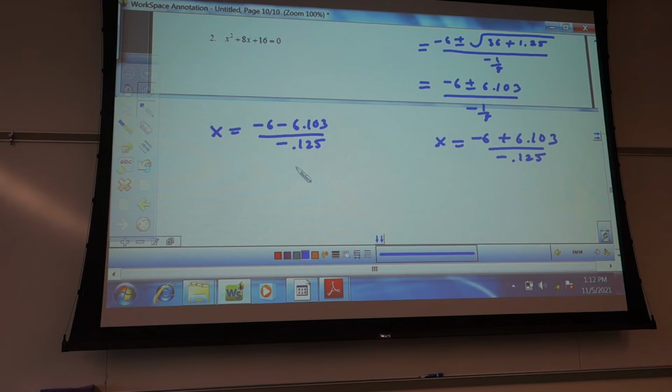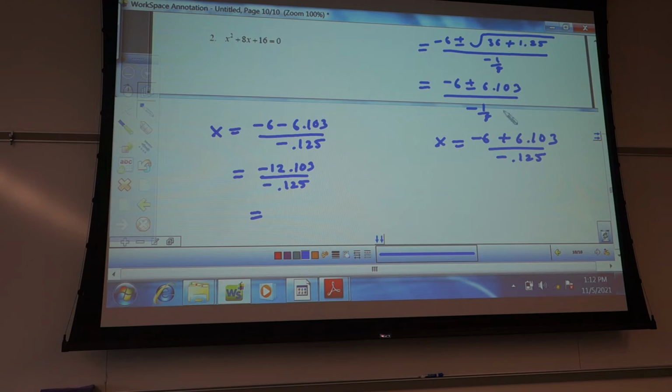So then I'll do this one, I'll get negative 12.103 divided by negative 0.125. I never do my negatives in the calculator. I do my negatives separately when I'm multiplying or dividing, and then just sort it out. So I know a negative divided by a negative should be a positive.